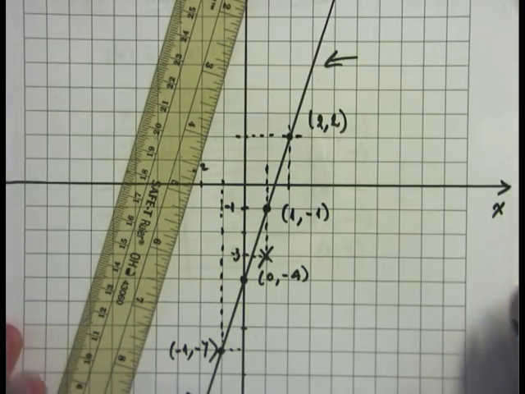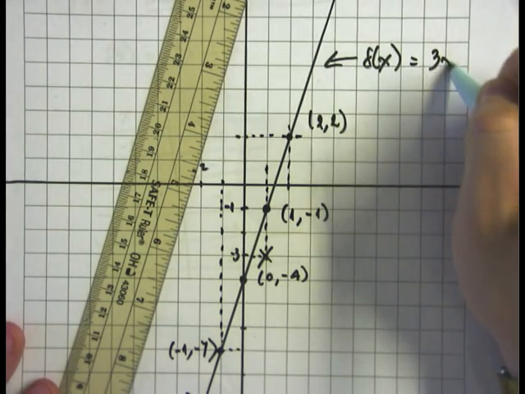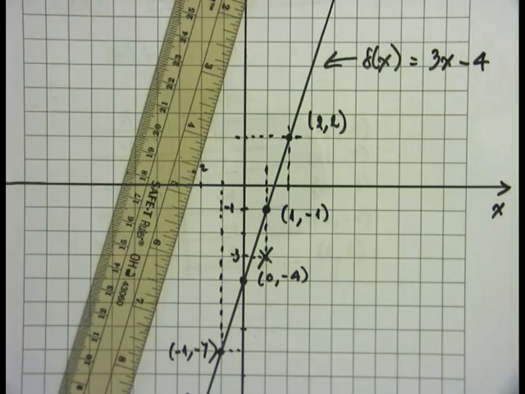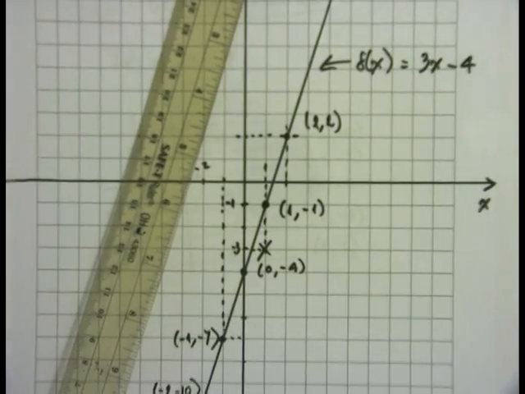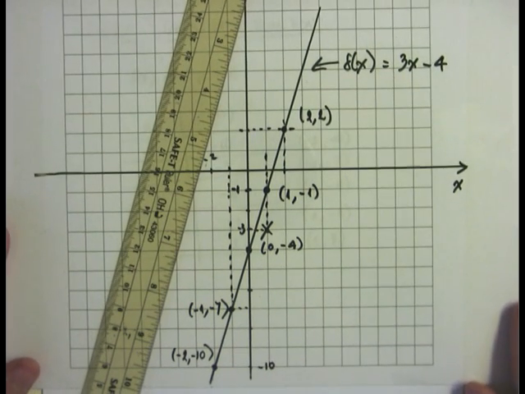So this is the graph for the function f of x equals 3x minus 4. And maybe I'm going to zoom it out a little bit so that you have a better view of the whole graph itself. So that's how we graph.